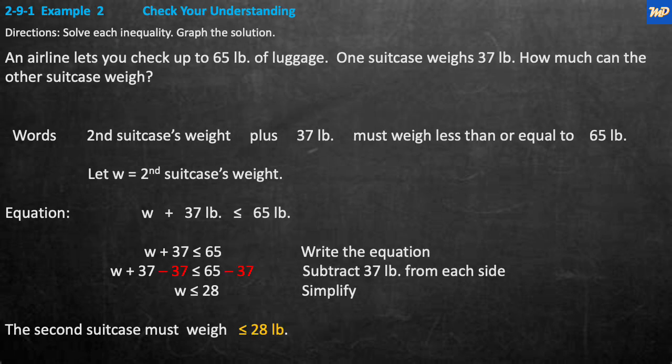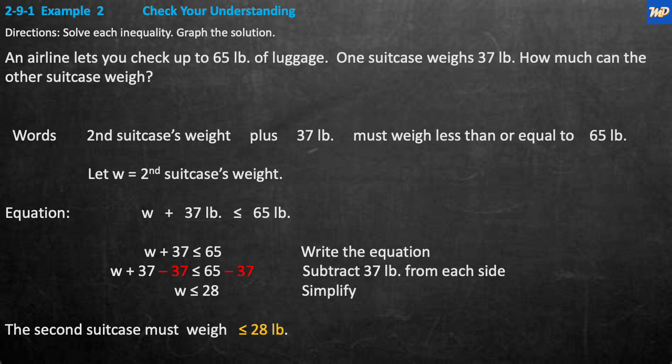Example 2, check your understanding. So we want you to do this on your own, but I wrote it all out. So we'll go through it together. So an airline lets you check up to 65 pounds of luggage. That's how much you can check totally. Up to. That means including, up to it.